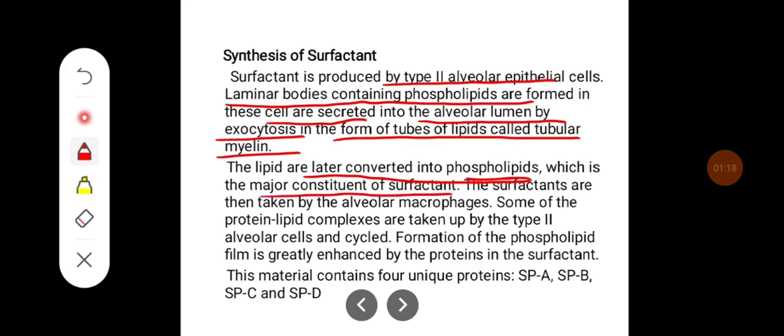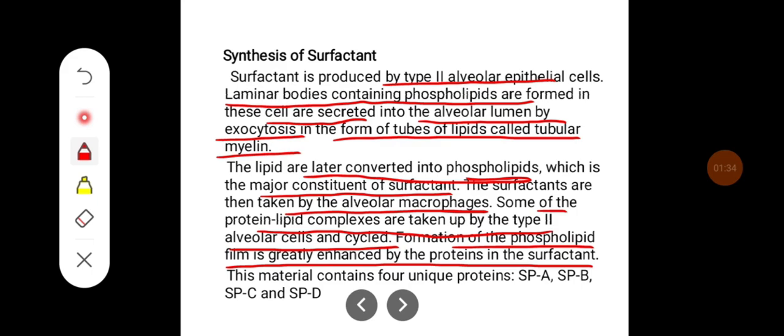The surfactants are taken up by the alveolar macrophages. Some of the protein lipid complexes are taken up by type 2 alveolar cells and they are recycled. Formation of the phospholipid film is greatly enhanced by the proteins in the surfactant. This material contains 4 unique proteins: SPA, SPB, SPC, and SPD.